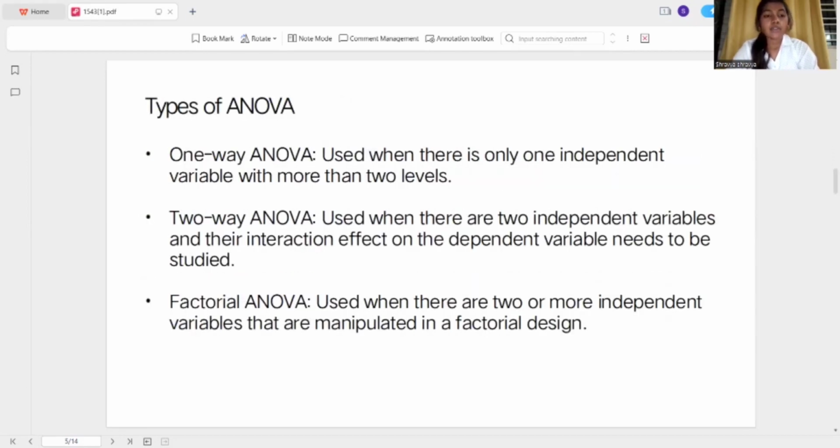Next, we have the types of ANOVA. One is one-way ANOVA, the second is two-way ANOVA, and the third is factorial ANOVA. One-way ANOVA is used when there is only one independent variable with more than two levels. Two-way ANOVA is used when there are two independent variables and their interaction effect on the dependent variable needs to be studied. Factorial ANOVA is used when there are two or more independent variables that are manipulated in a factorial design.